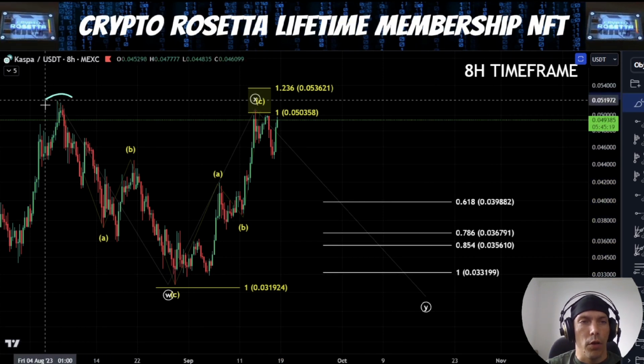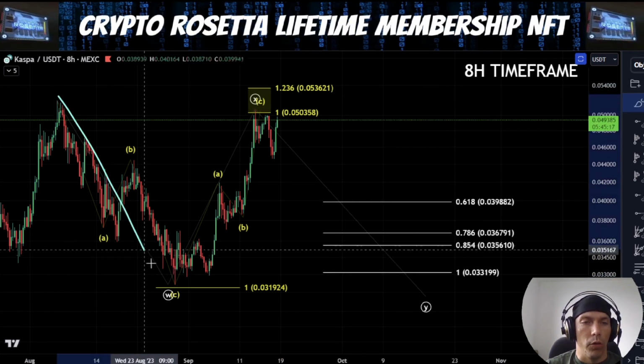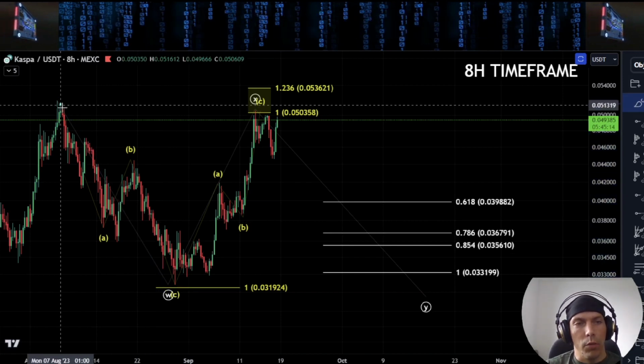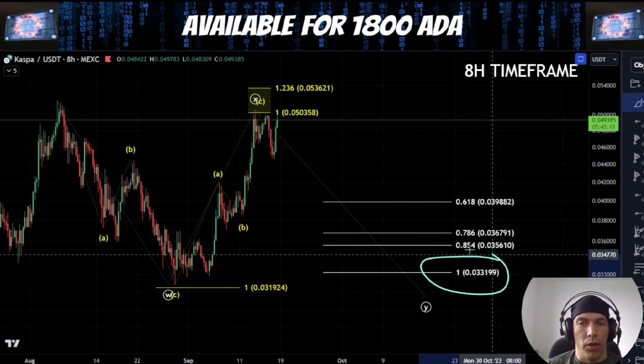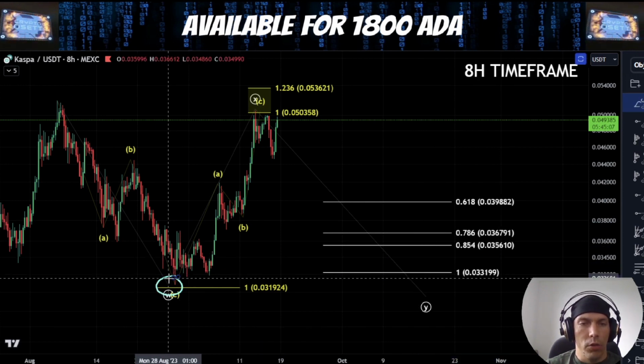If we do, however, break the origin of this A wave over here, or this W wave, we need to be open to the interpretation that this could become a bigger flat correction, in which case we could see price actually push down beyond these levels and look to take these lows.